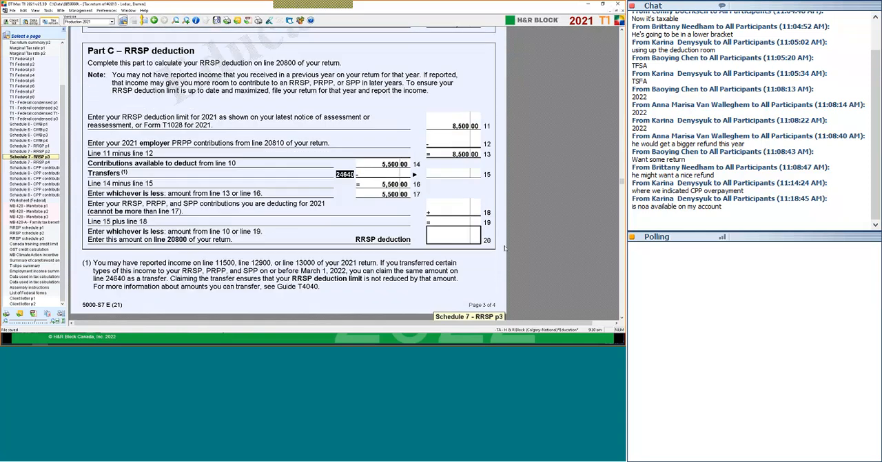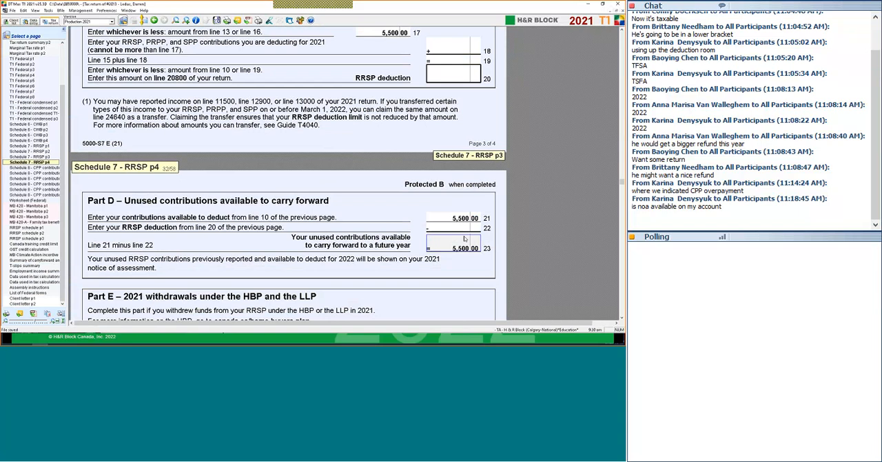And then I'm going to put the limit in, and I'm going to determine how much I could claim, which is still $5,500. How much I'm actually going to claim is 0. So we'll put 0 on line 18, 0 on line 20, and then his unused contributions for a future year are $5,500. Is that going to change how much RSP room he has next year?